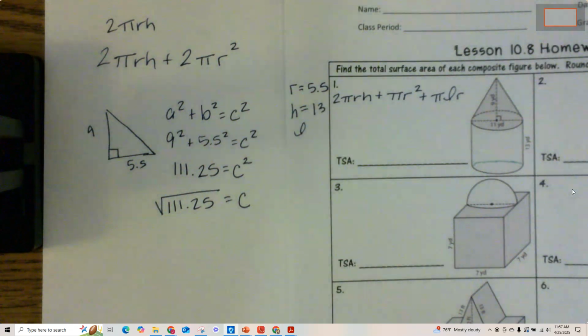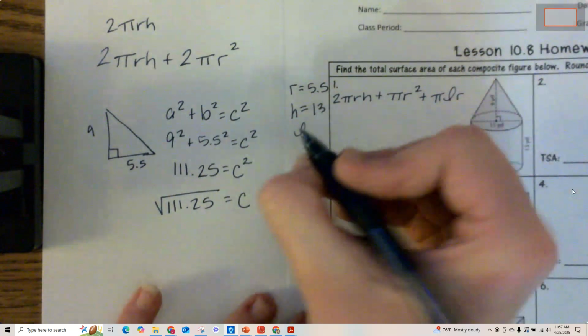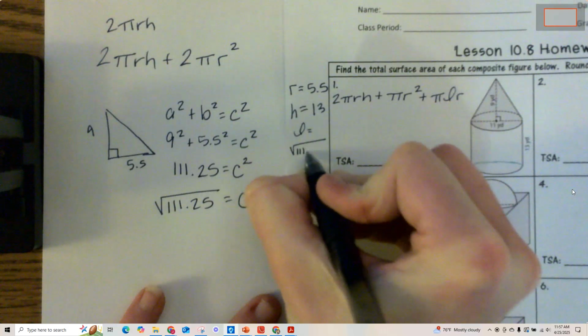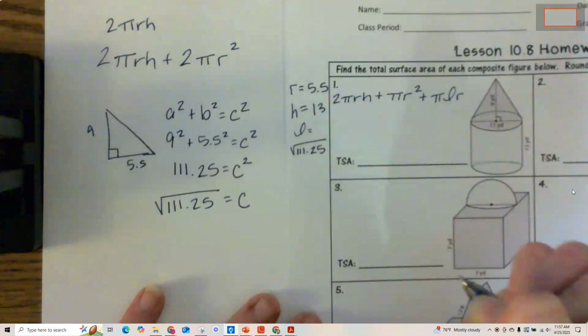Cones are usually the only ones they do that to you on. There's one other one like that. I will help you find the slant height. Oh, there's actually two. There's two other ones. So the slant height here is the square root of 111.25.